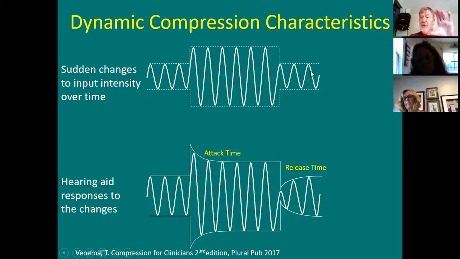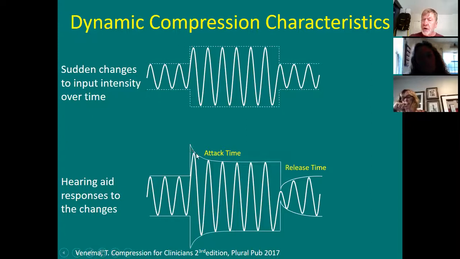So, changes in intensity over time. Here's the hearing aid's reaction to it below. As you can see, the hearing aid is amplifying. That's why this sound here is bigger than this one. So the hearing aid is amplifying, and then suddenly the input sound becomes louder. And so the hearing aid makes the sound louder too, but here's the attack time, the curve.